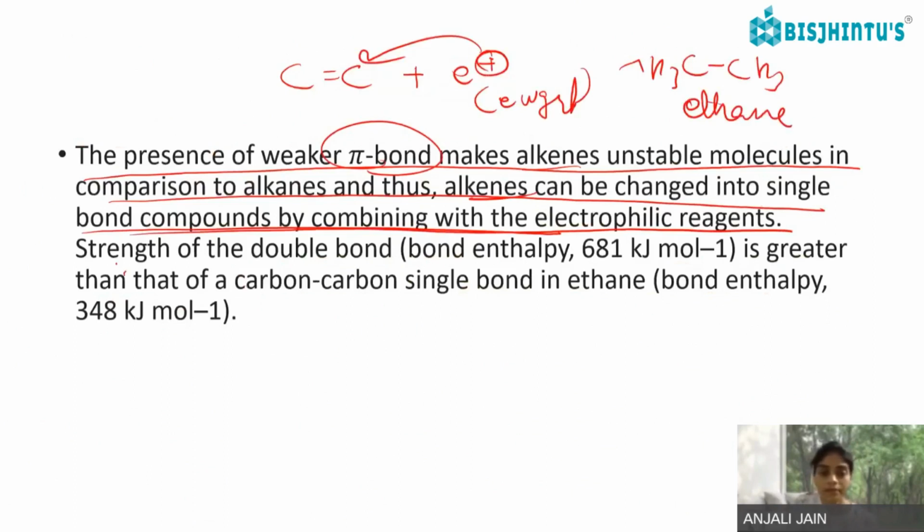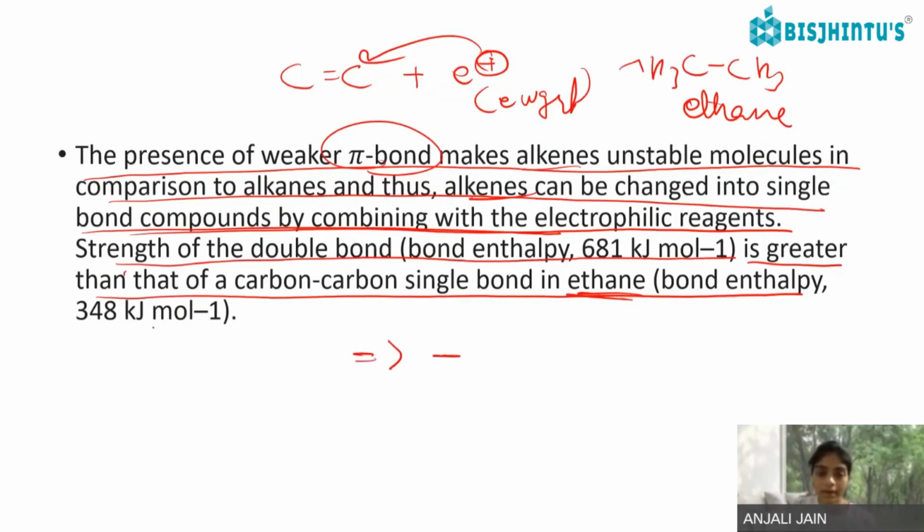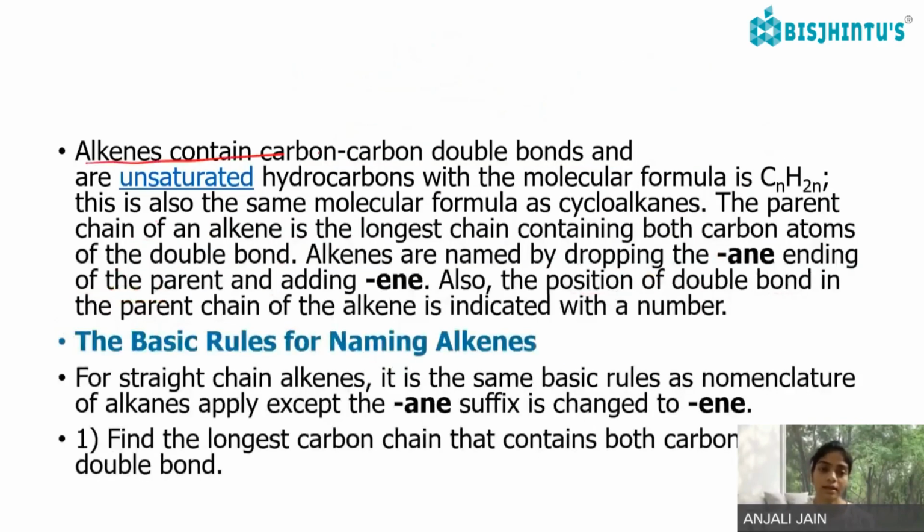The strength of the double bond, with enthalpy 681 kilojoule per mole, is greater than that of the carbon-carbon single bond in ethane, which is 348 kilojoule per mole. Alkenes contain carbon-carbon double bonds and are unsaturated hydrocarbons with the molecular formula CnH2n. This is also the same molecular formula as for cycloalkanes. The parent chain of an alkene is the longest chain containing both carbon atoms of the double bond.